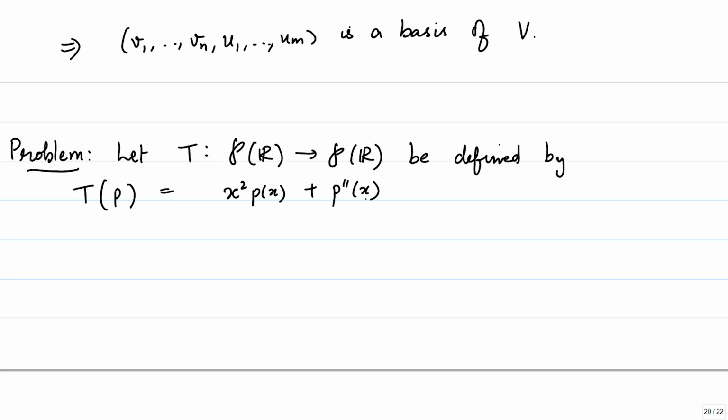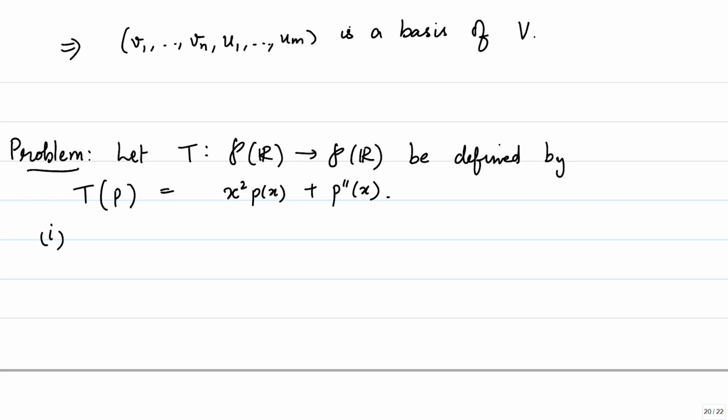So notice that p going to x squared times p of x is a linear transformation, and S of p going to p double prime of x is also a linear transformation. If you add two linear transformations, it's also a linear transformation. So yes, it's very easy to check that whatever we have just written down is indeed a linear transformation. So suppose we are given such a linear transformation.